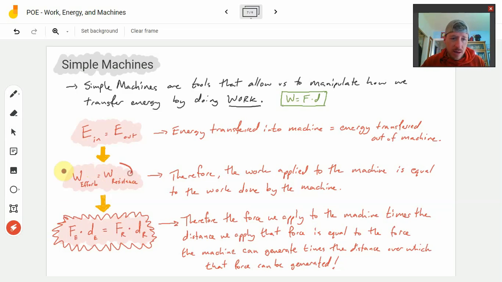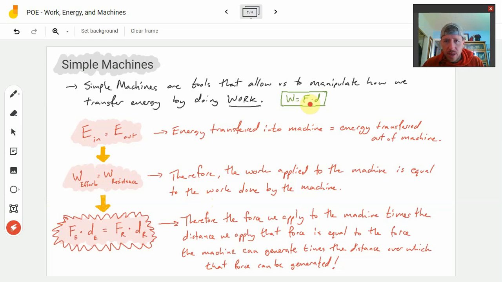Now we can rewrite that as: the work that we put into a machine, the effort work, is equal to the work that machine does, in other words, the resistance work. So if that machine is lifting a load, for example, the resistance work is the energy transferred to that load. Our effort work is equal to our resistance work.